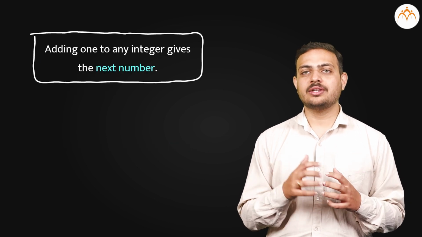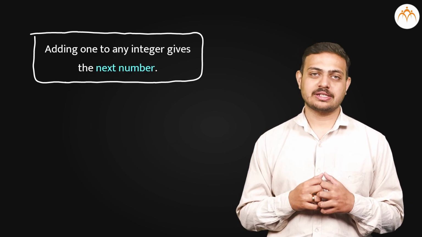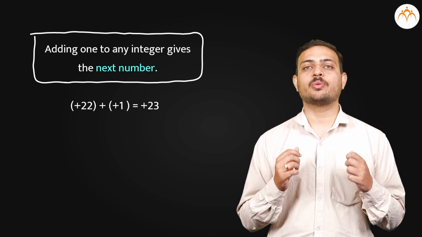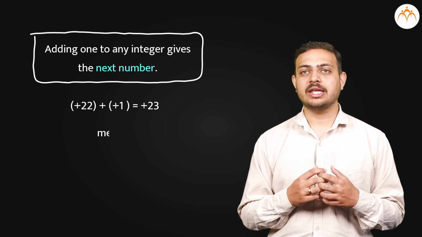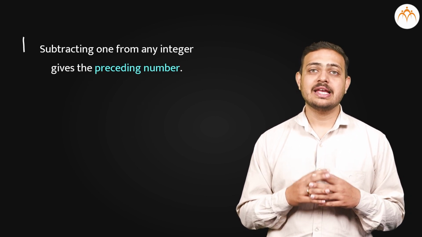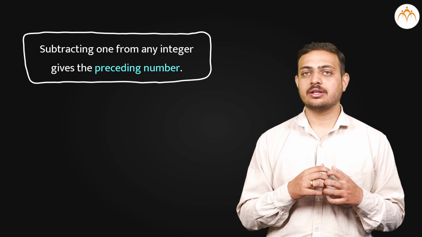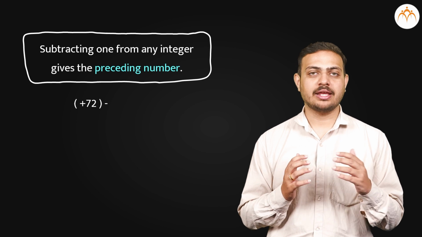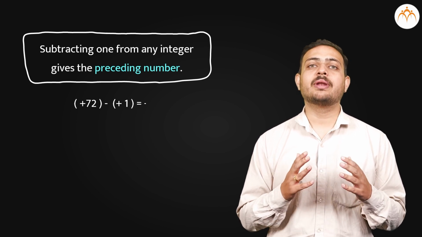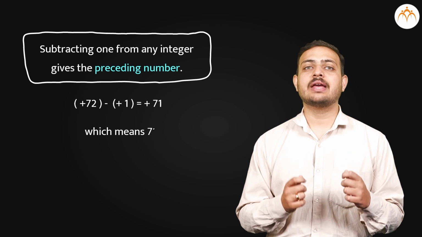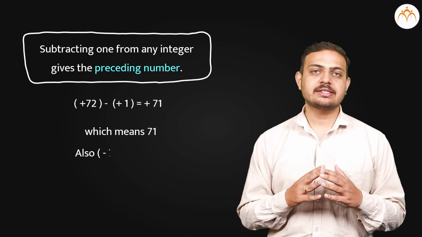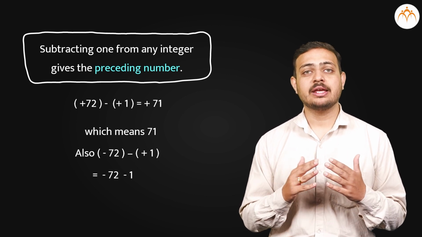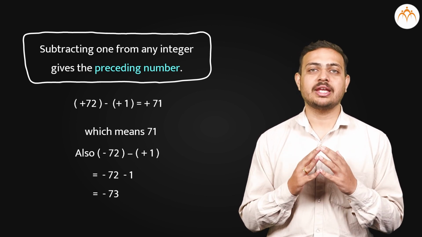Adding 1 to any integer gives the next number. For example, plus 22 plus 1 is equal to plus 23. Plus 23 means 23. Similarly, subtracting 1 from any integer gives the preceding number. For example, plus 72 minus plus 1 is equal to plus 71, which means 71. Also, minus 72 minus plus 1 is equal to minus 72 minus 1 is equal to minus 73.